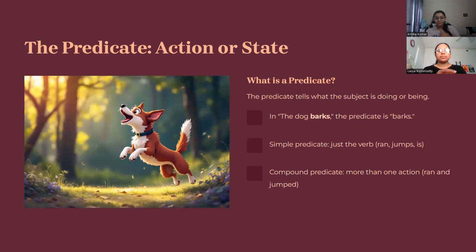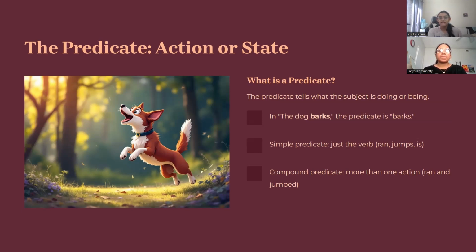Yep, and guess what? We're doing the predicate now. The predicate is the action or state. Now, what is a predicate? The predicate tells us what the subject is doing or being. So like Marcia said, the dog barks. And yes, barks is the predicate. And then there are two types of predicates, simple predicate and compound predicate. A simple predicate is just one word, like ran, jumps, is, etc. And a compound predicate is when there's more than one action, like ran and jumped.